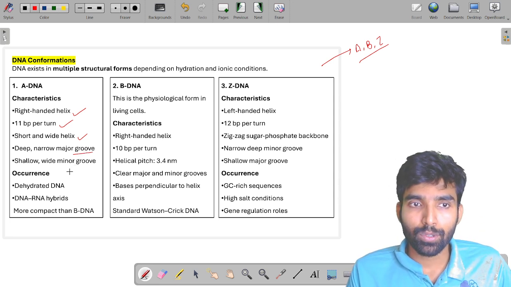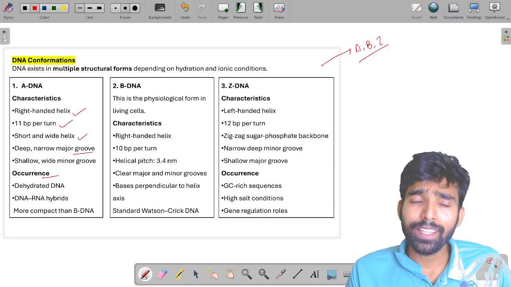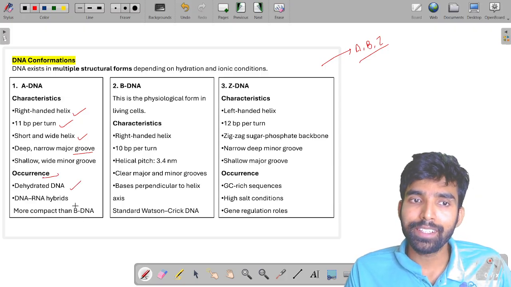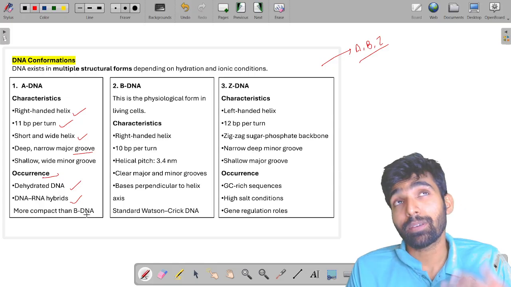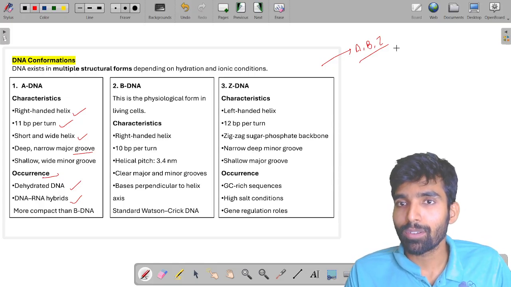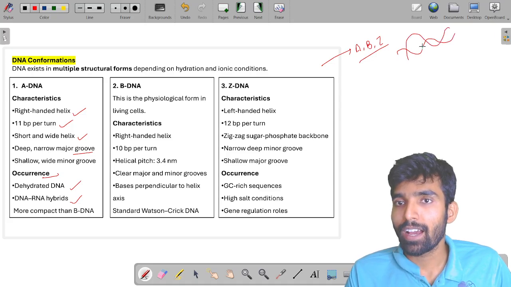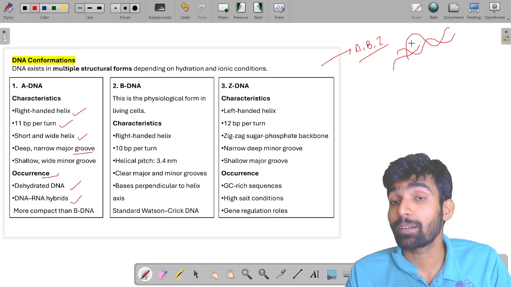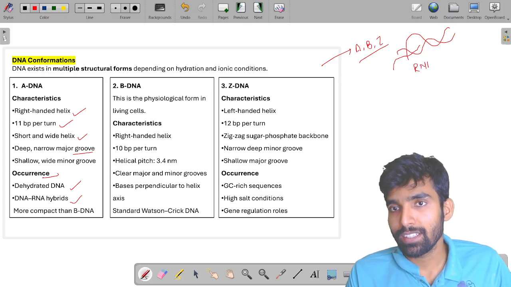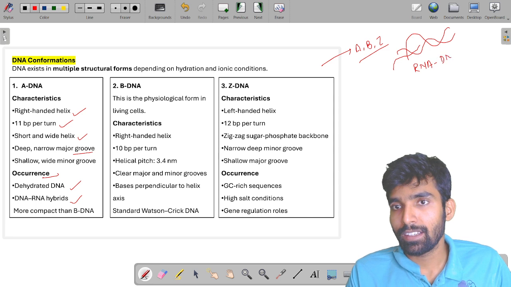A-DNA is found mostly in dehydrated conditions, and when an RNA-DNA hybrid is there. You can think of transcription. In transcription, what happens? The DNA bubble is there, right, and RNA is also there. So it's possible that the DNA can sometimes take the A conformation. This is the RNA-DNA hybrid.